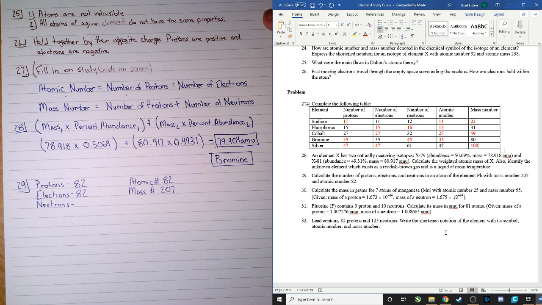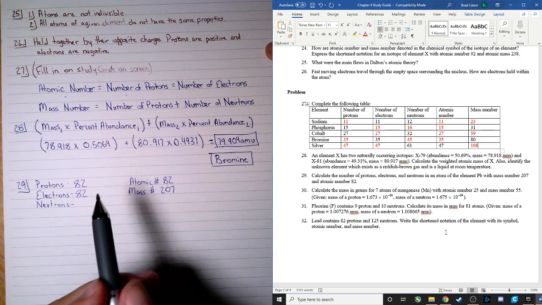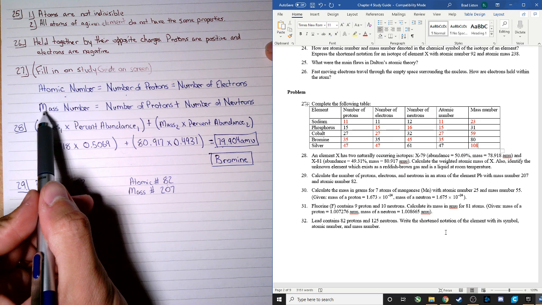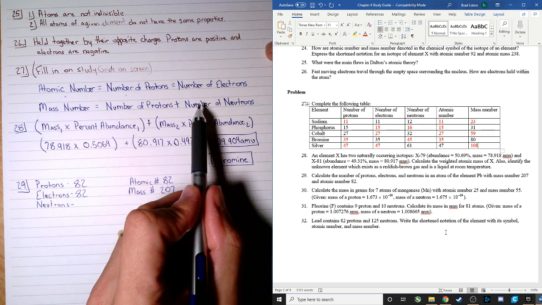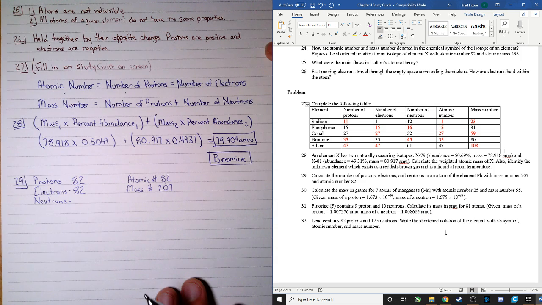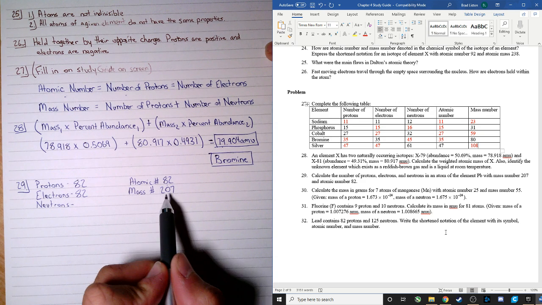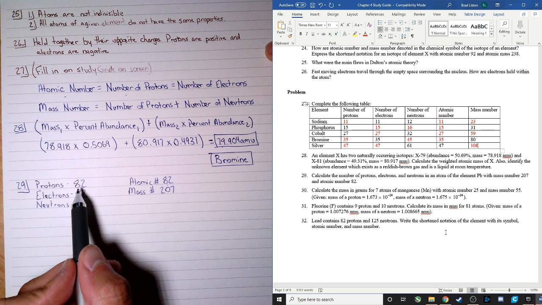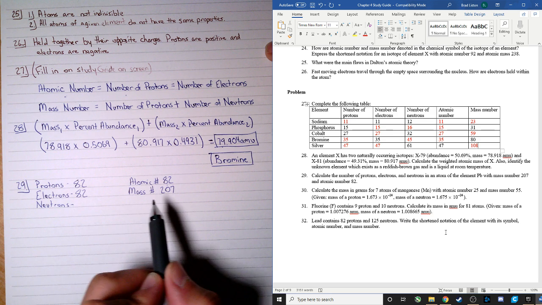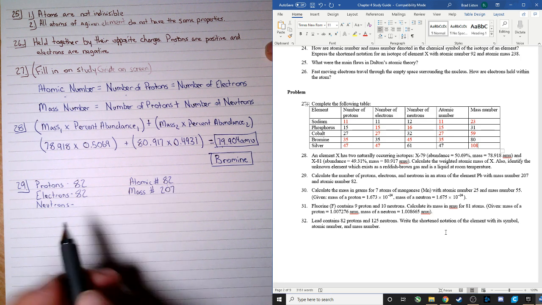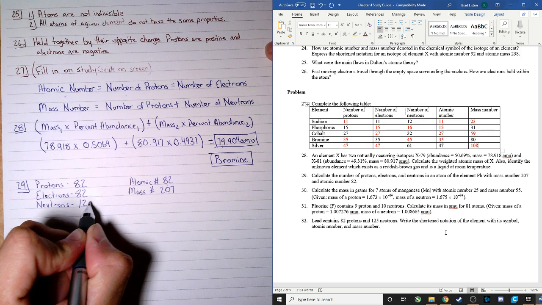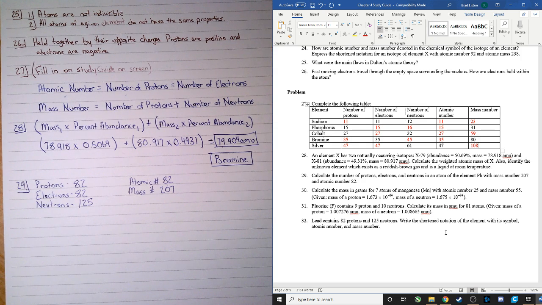Pretty simple there. Then we know back up at 27, the mass number is equal to the number of protons plus the number of neutrons. In this case, we have the mass number and the number of protons. So take 207, subtract 82 from it, and you're left with 125. That is your answer for the number of neutrons.